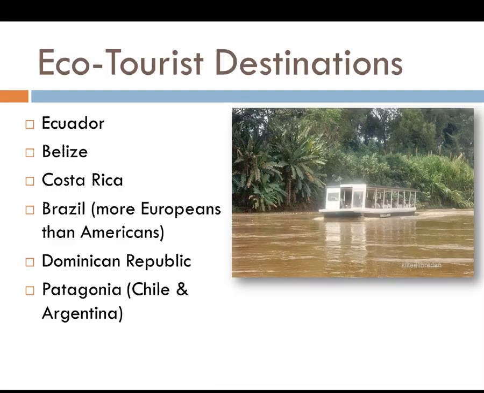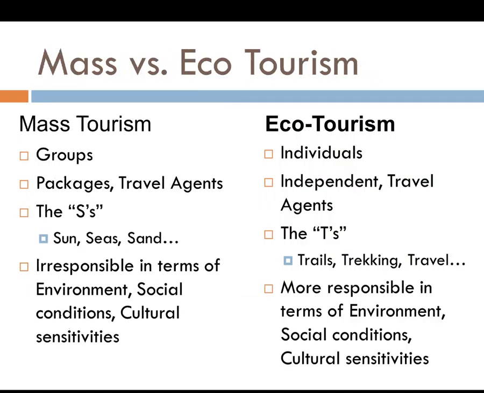There are some big ecotourism destinations. They include Ecuador, Belize, Costa Rica, Brazil. Dominican Republic has some ecotourism, and then Patagonia, both the Chile and Argentina areas. Mass and ecotourism are different, and they cater to different constituents, right? The needs of different people. Mass tourism, you're in groups rather than individuals. You tend to be arranging your travel through travel agencies in packages rather than independently. They tend to focus on the S's, so sun, seas, sand, rather than the T's, like trails, trekking, and travel to many destinations. Mass tourism tends to be more irresponsible in terms of environmental, social, and cultural conditions, whereas ecotourism tries to be a little bit more sensible.